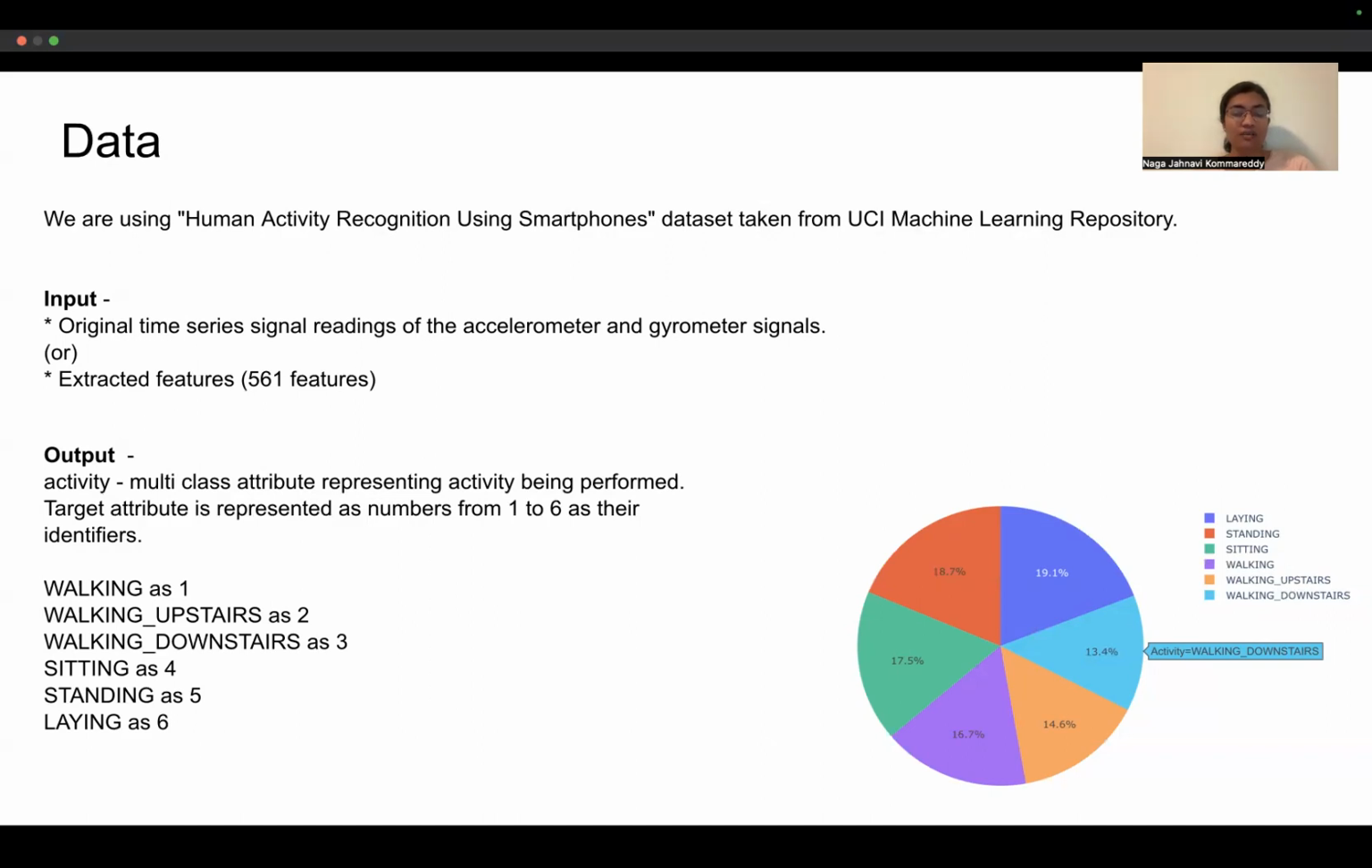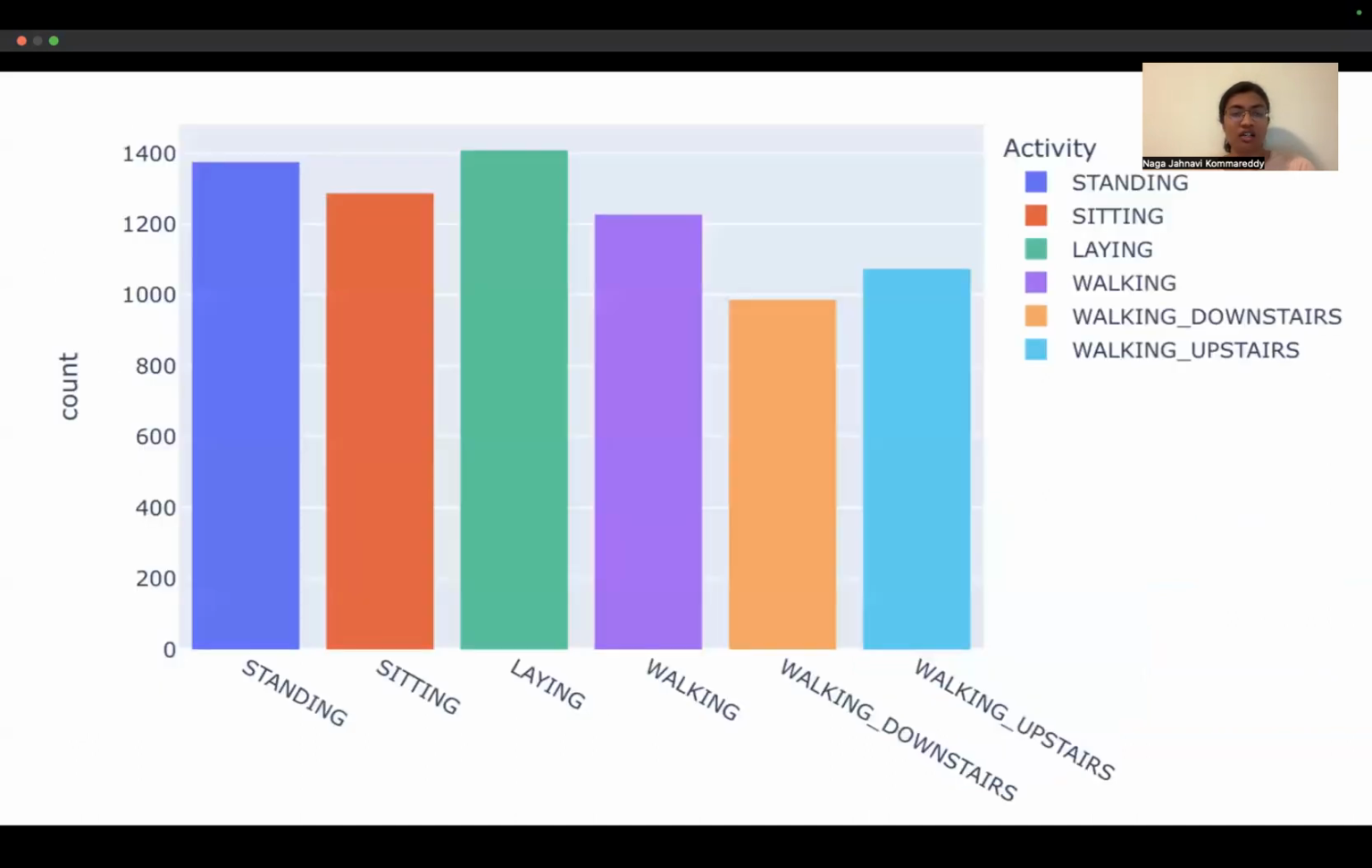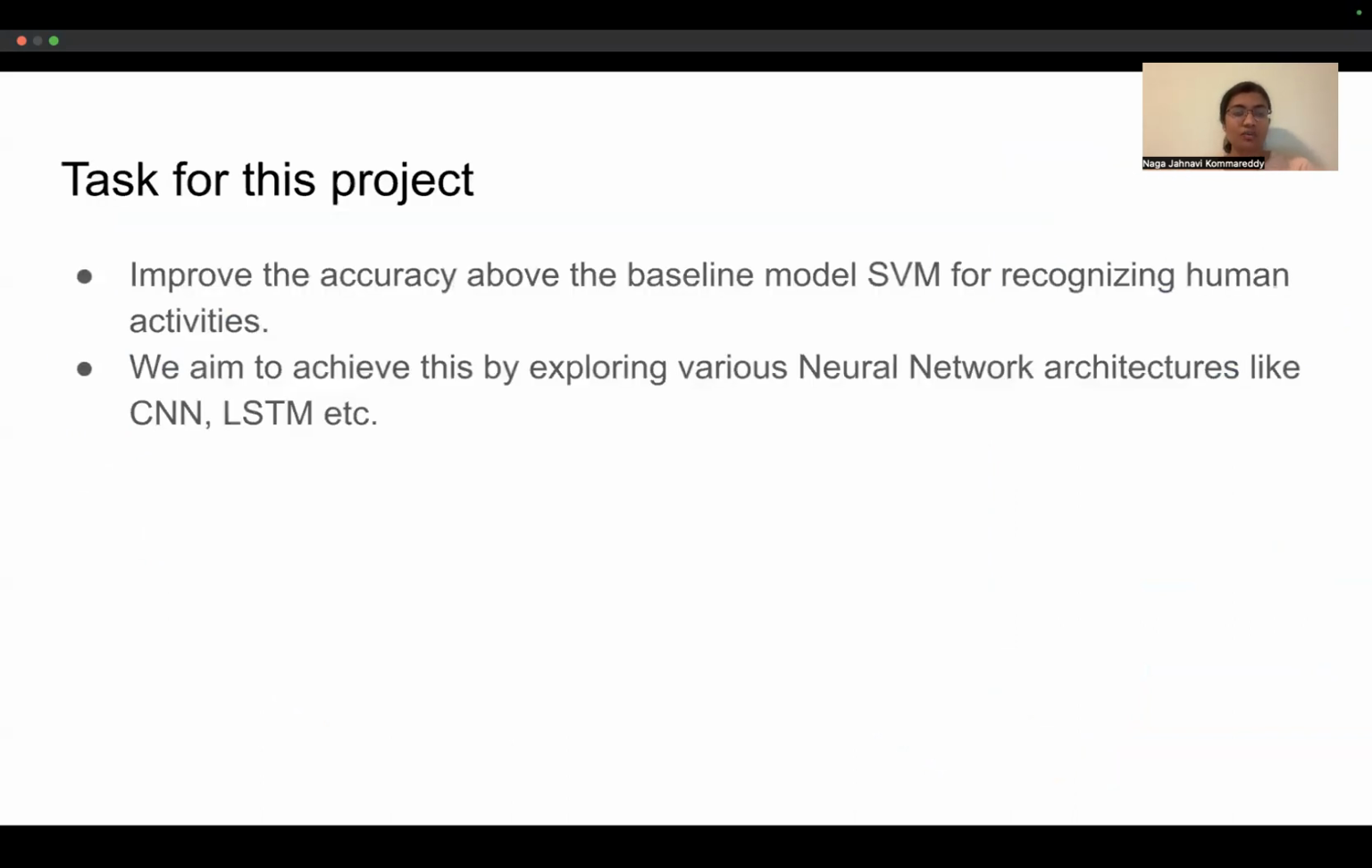The activities are represented with numbers from 1 to 6, and the activities include walking, walking upstairs, walking downstairs, sitting, standing, and laying. This graph shows the distribution of frequencies across different activities in the dataset. The task for this project is to improve the accuracy over the baseline SVC model for recognizing the human activities. We aim to achieve this by exploring various neural network architectures like CNN, LSTM, etc.